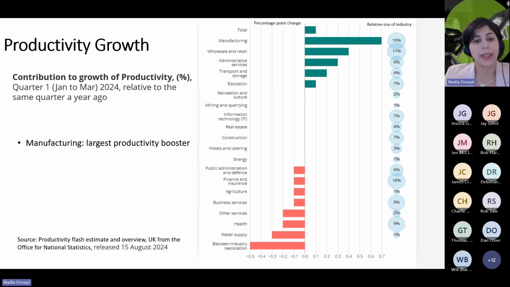I should say that this research was motivated by an interesting fact. Drawing on data from the Office for National Statistics, ONS, the manufacturing sector has been identified as the largest contributor to growth of productivity, with a rate of 0.7 compared to 0.1 for the total UK industry. This underscores its critical role in driving regional economic performance.